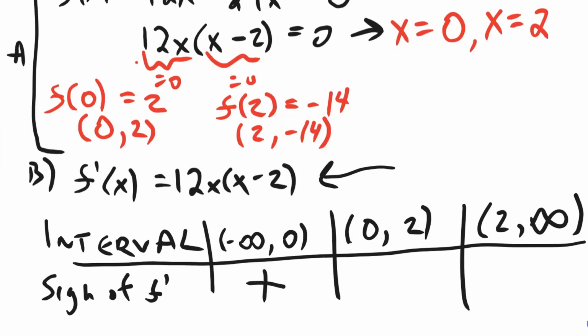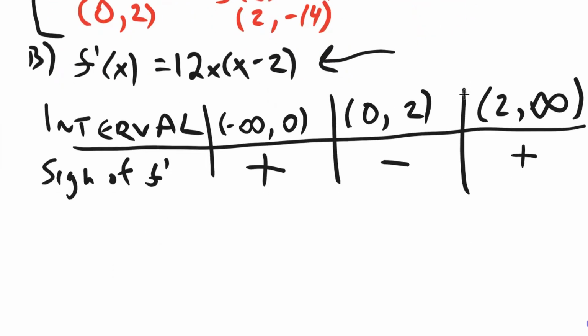Then you pick any number between 0 and 2. We'll pick 1. You're going to end up with a negative number for f prime. And then the final interval from 2 to infinity, pick any number. I'd pick like 3 or 10, something easy, plug it in, you'll get a positive value. Now, it's not always going to alternate signs like this, where you have plus, minus, plus. So don't think that if you get the sign of the first one, then it's just going to alternate from there.